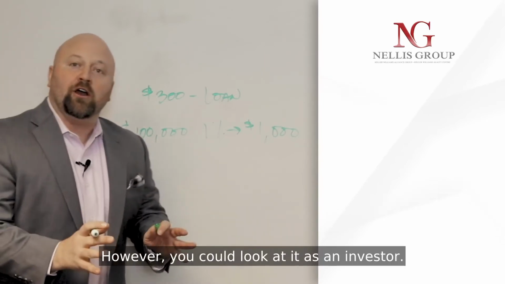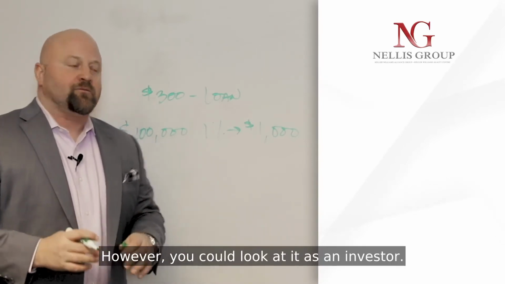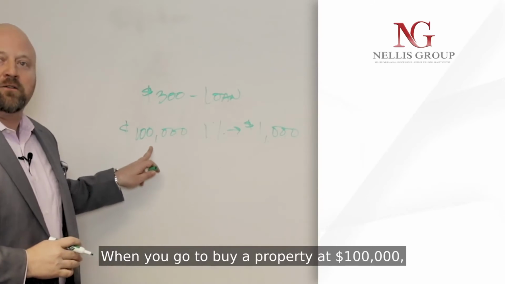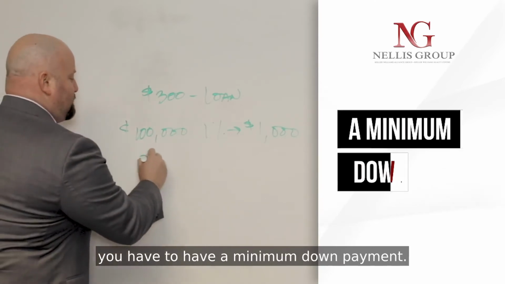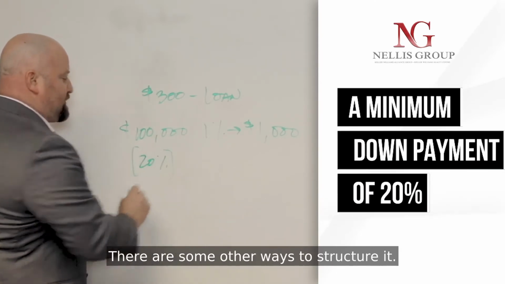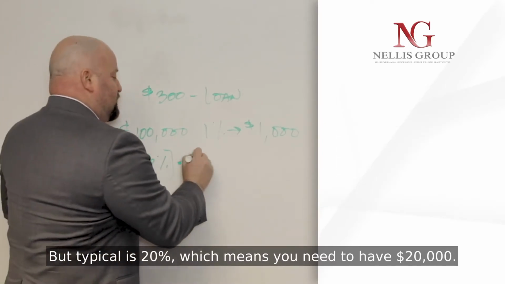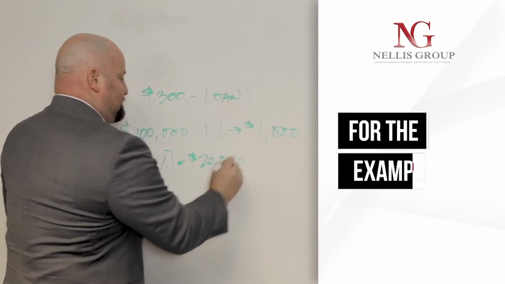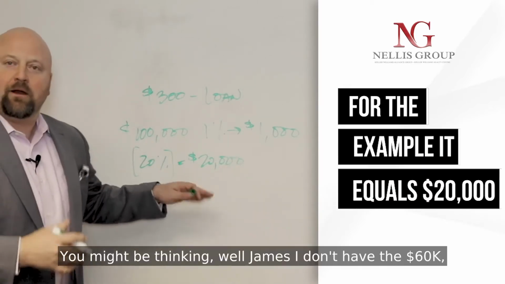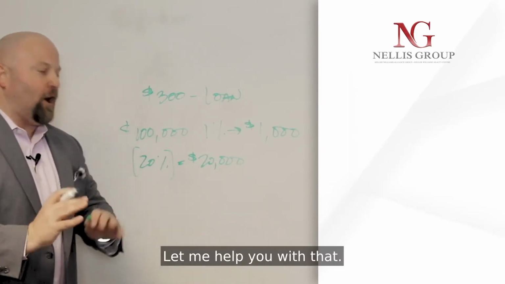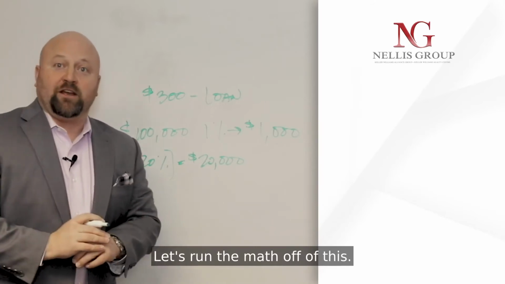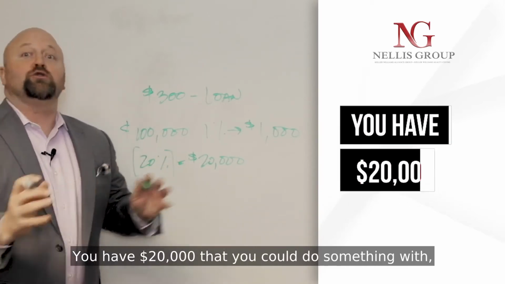However, you could look at it as an investor. When you go to buy a property at $100,000, you have to have a minimum down payment. There are some other ways to structure it, but typical is 20%, which means you would need to have $20,000. You might be thinking, well, James, I don't have the 60. How do I have the 20? Let me help you with that. Let's run the math off of this. You have $20,000 that you could do something with.